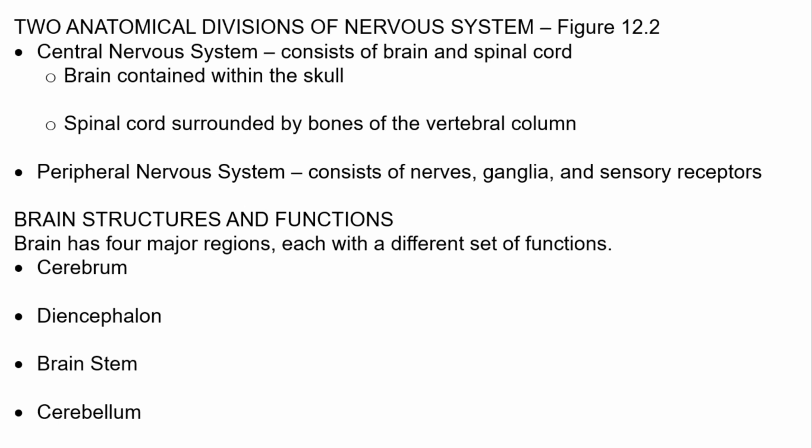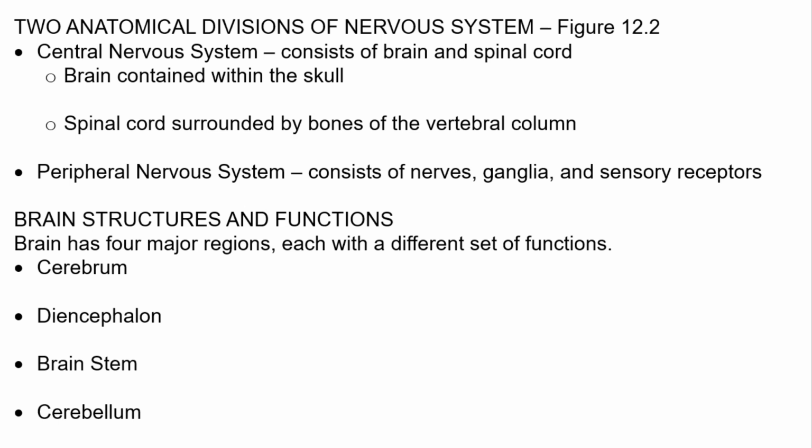There are two anatomical divisions of the nervous system. The central nervous system consists of the structures within the brain and the spinal cord, while the peripheral nervous system consists of the nerves, the ganglia, and the sensory receptors, which are located beyond the borders of the brain and the spinal cord. The brain is contained within and protected by the skull, while the spinal cord is surrounded and protected by the bones of the vertebral column.